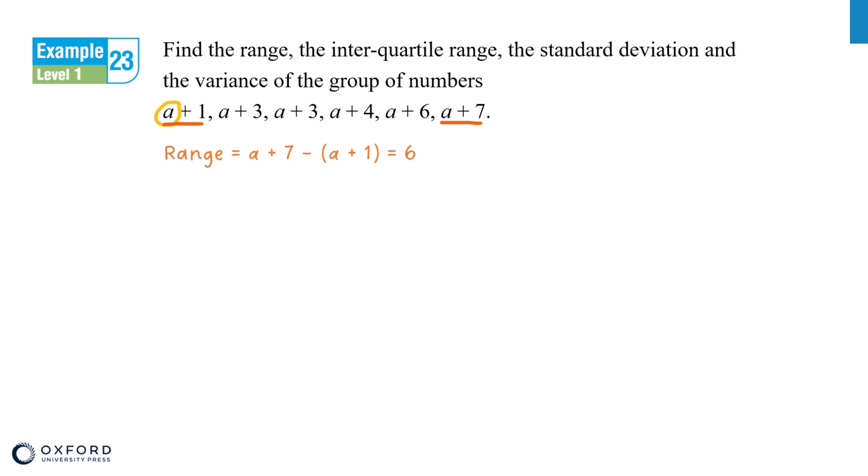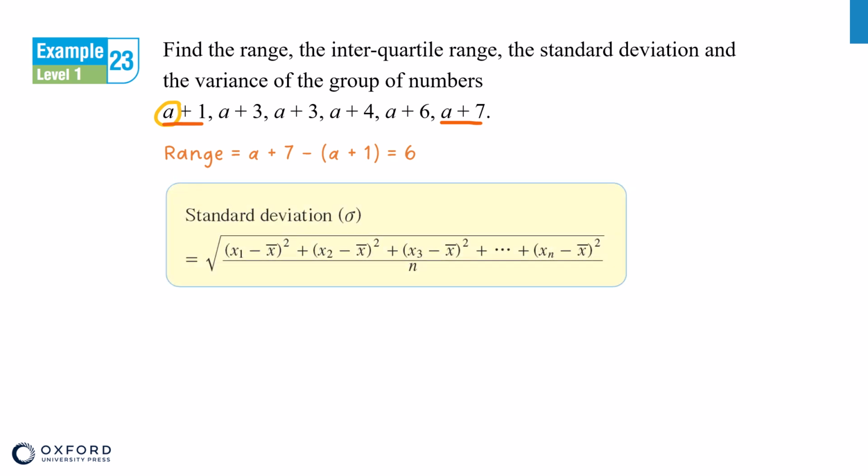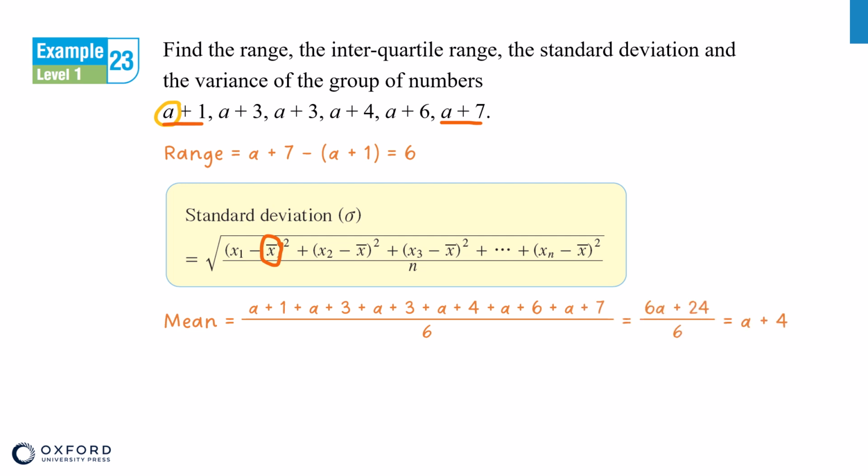Let's recall the way to calculate the standard deviation first, which is like this. For the mean, it's found in this way, and it's a plus 4. Then we need to find the squares of the difference between each datum and the mean. The calculation for the first two data is like this, and so on for the rest of the data.